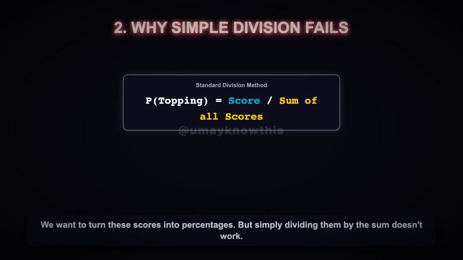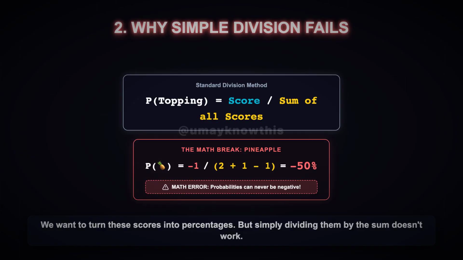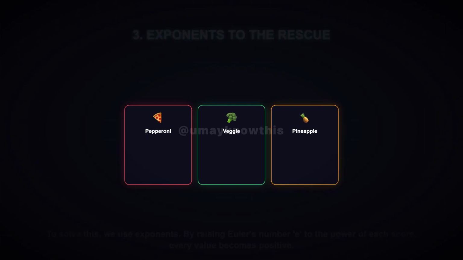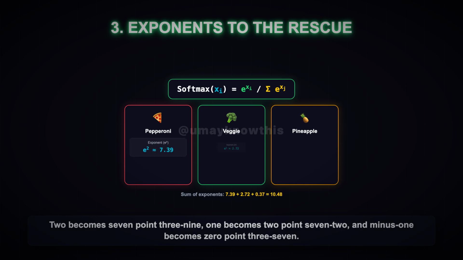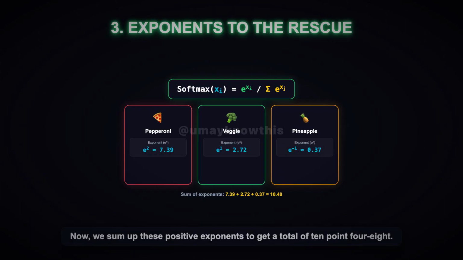To turn these into percentages, we can't just divide them by the sum. Why? Because negative values like -1 would yield negative probabilities, which is mathematically impossible. To solve this, we use exponents. By raising Euler's number e to the power of each score, every value becomes positive. 2 becomes 7.39, 1 becomes 2.72, and -1 becomes 0.37.